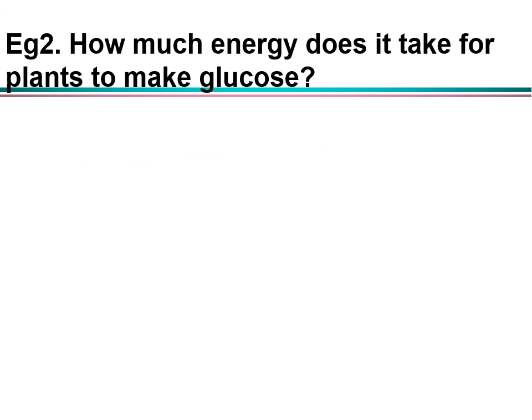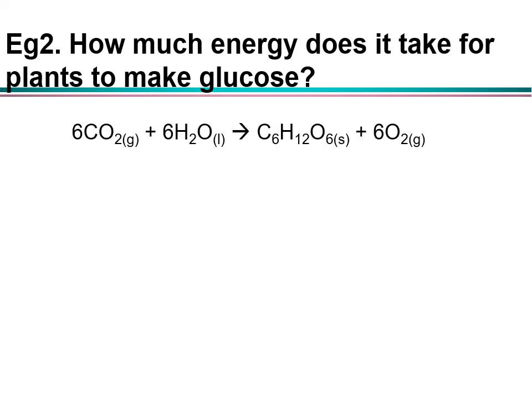So let's try it out. How much energy does it take for plants to make glucose? So if we look at the process for making glucose for plants, we know they take in carbon dioxide and water, they make 1 glucose, and they produce 6 oxygen. So that's our target reaction. And as long as you can find these species, and again, oxygen being an element, its heat of formation is going to be 0.